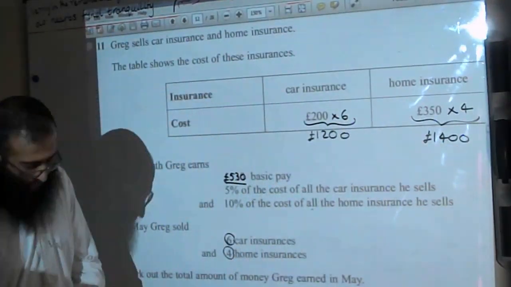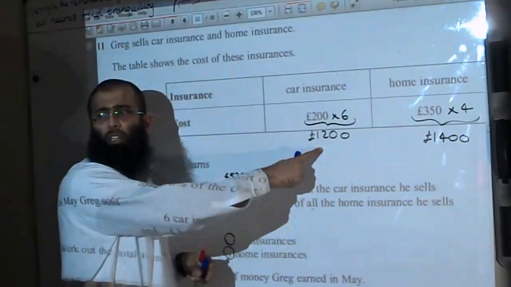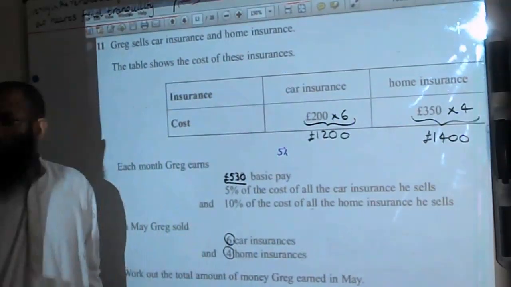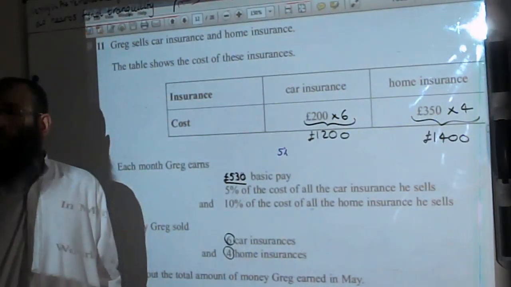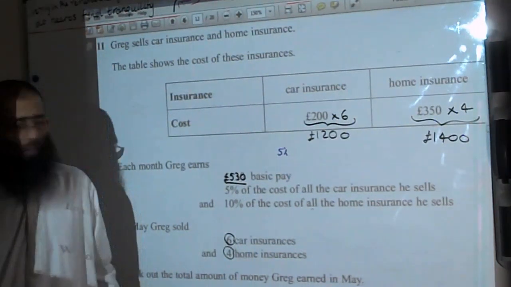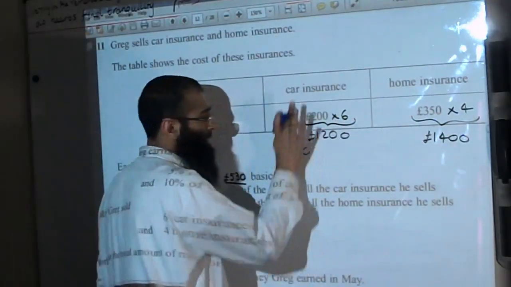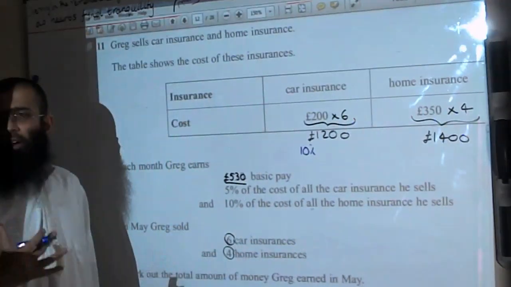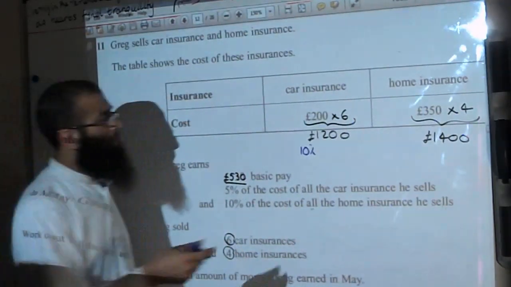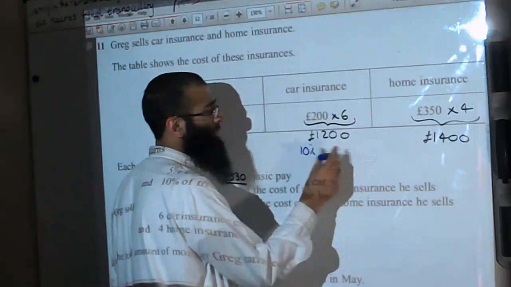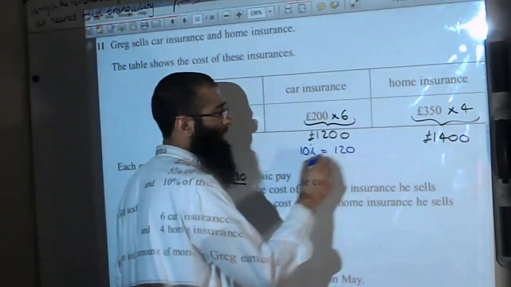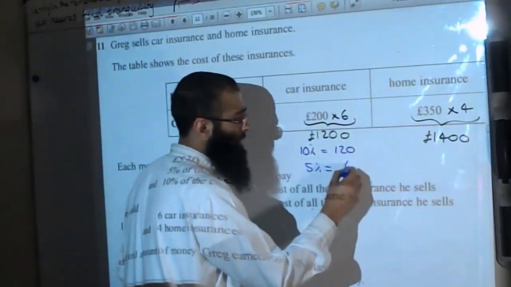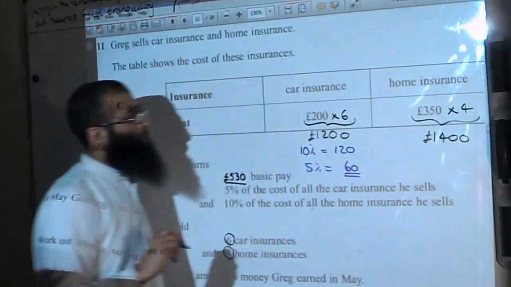Let's do that now. Now to work out 5%, what's one of the easiest ways to work out 5%? First of all, we work out 10% and then half it. Lovely, well done. So we're going to work out 10% first. How do we work out 10%? By dividing by 10. So 10% of 1200 will give us an answer of 120. And then to work out 5%, which will be half of that, 60. That's 5%.